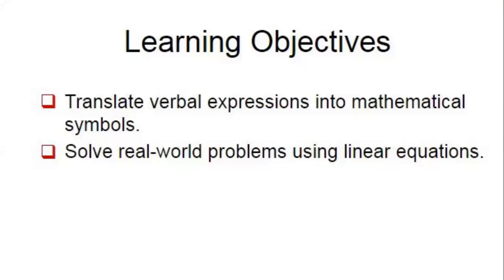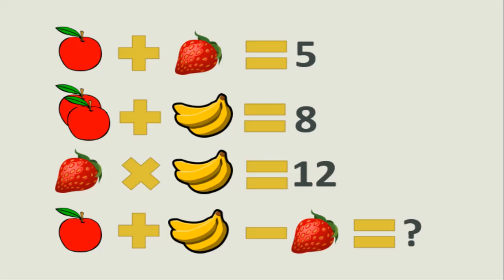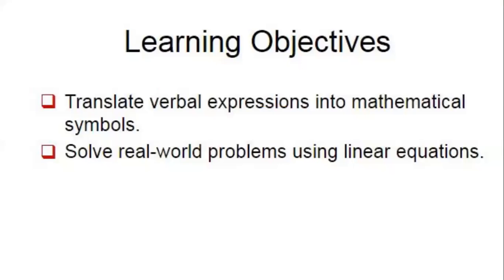It is very important for us to understand why we are learning linear equation in two variables, the concept itself, because it enables us to translate verbal expressions into mathematical symbols, as you could see in this particular picture. It helps us to solve real world problems using linear equations. These are the two major objectives of learning the concept of linear equation in two variables.